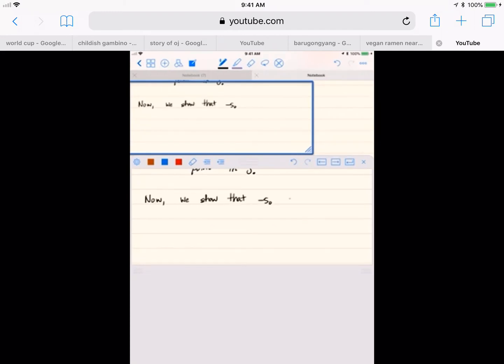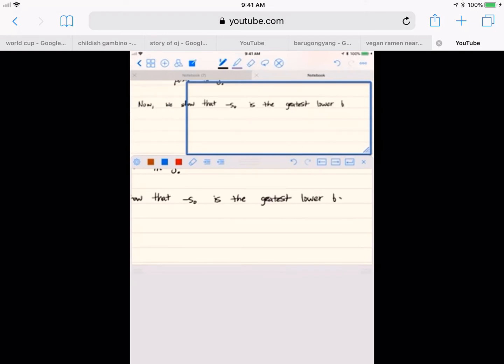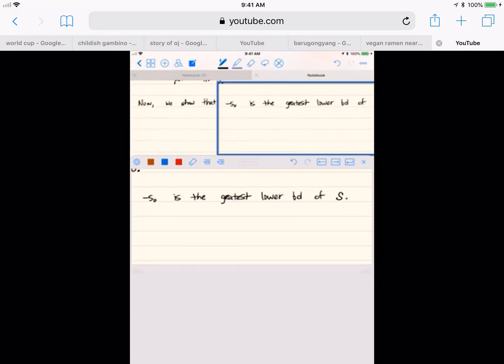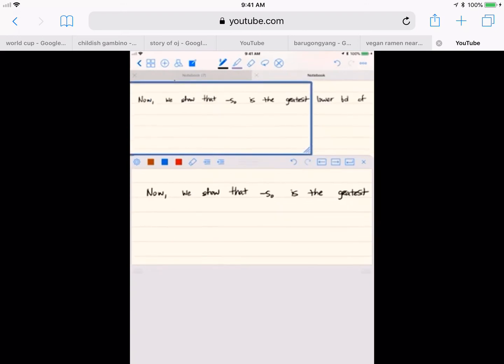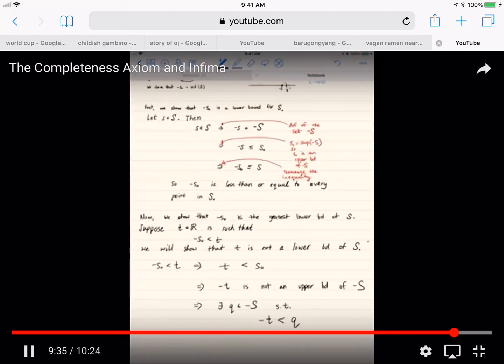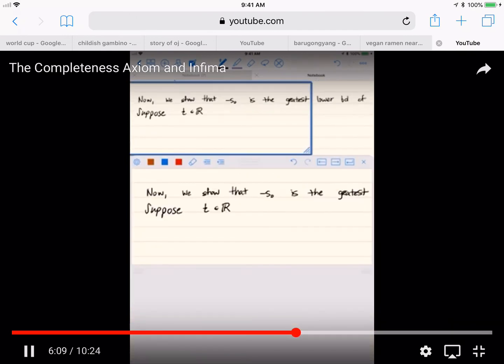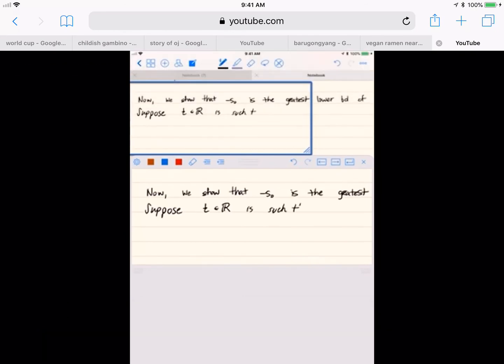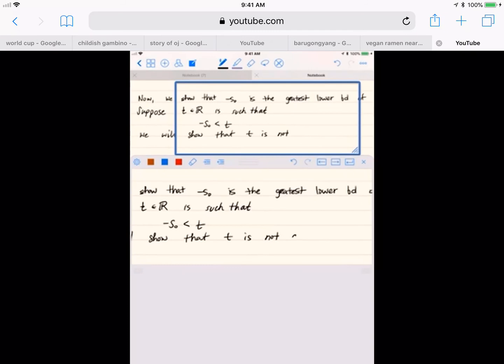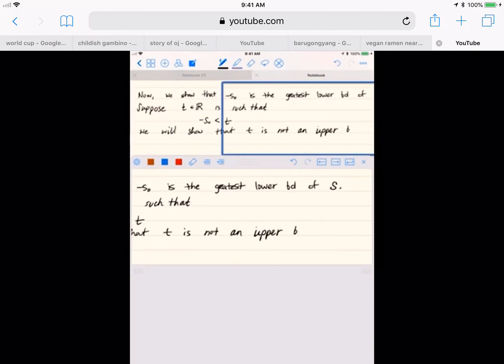So now we want to show that negative S naught is the greatest lower bound of S. Let's see, I think I skipped ahead too much. Okay. So to do that, what we're going to do is suppose you have a real number that's bigger than negative S naught. We're going to show that anything bigger than negative S naught is not a lower bound. So that should be lower bound. I'm sure I'll clear it up.